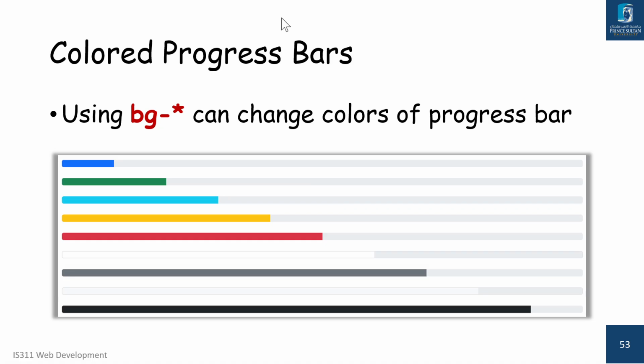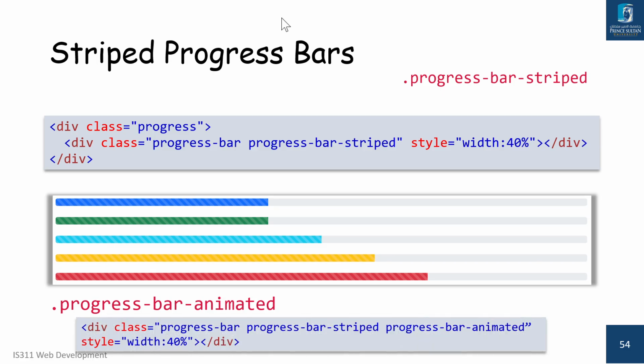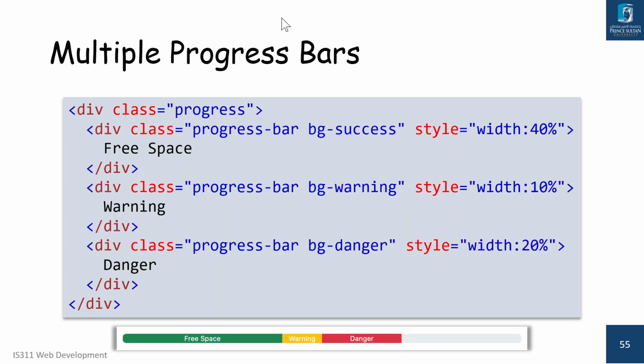We can use those. What we need to do is just say progress-bar, and then add this bg color so that it will fill according to that color. Here we are saying that we have a progress bar, then progress-bar-striped, so it will show as stripes rather than a single color. We can also make it animated, so it makes some animation while it is filling. That is what we can do using the progress-bar-animated class that has been defined inside Bootstrap. Then we also have this one, the multi progress bar, so we can put multiple items inside it.